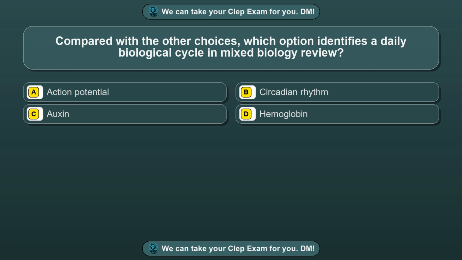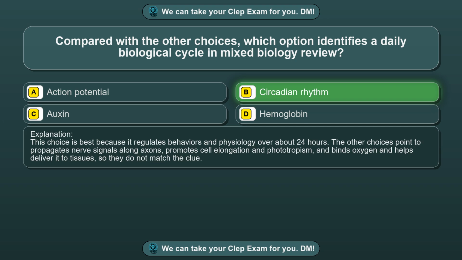Question 32. Compared with the other choices, which option identifies a daily biological cycle in mixed biology review? Option A, action potential. Option B, circadian rhythm. Option C, auxin. Option D, hemoglobin. The correct answer is option B, circadian rhythm. This choice is best because it regulates behaviors and physiology over about 24 hours. The other choices point to propagates nerve signals along axons, promotes cell elongation and phototropism, and binds oxygen and helps deliver it to tissues, so they do not match the clue.